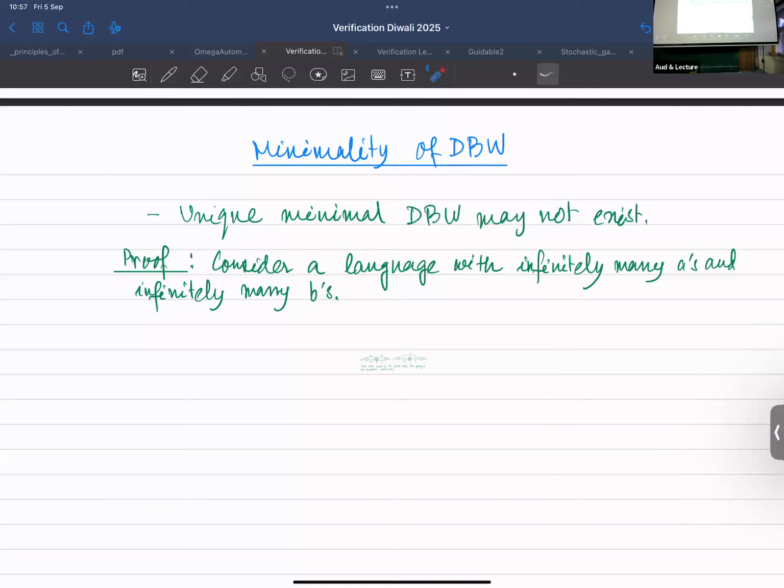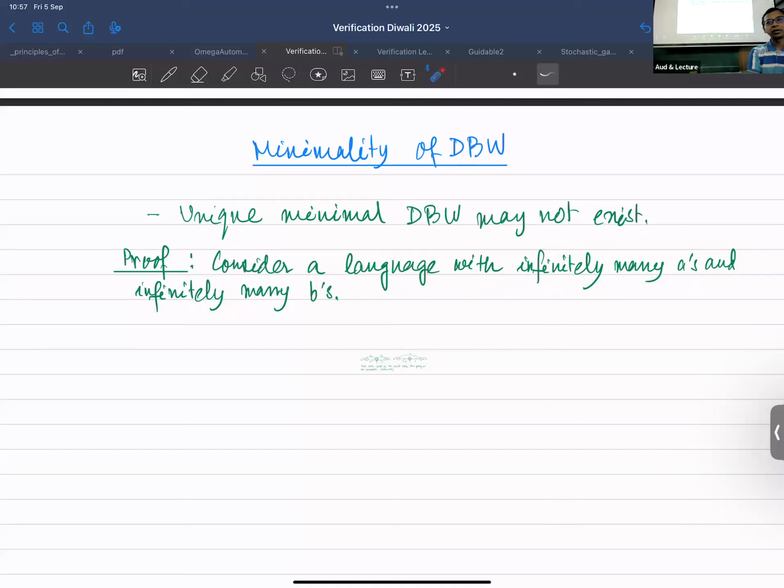Such an equivalence relation does not exist for Büchi automata that would give you a deterministic Büchi automaton. Essentially, such a nice characterization like Myhill-Nerode doesn't exist for automata over infinite words. So the minimal automaton that you get may not be unique. Suppose I give you the language of infinitely many A's and infinitely many B's. Can you come up with a DBW corresponding to that?